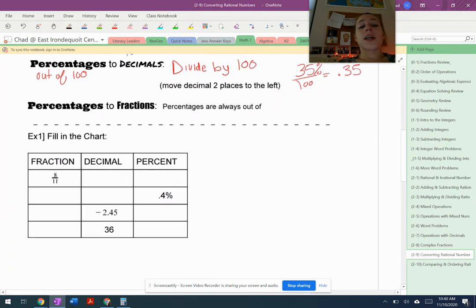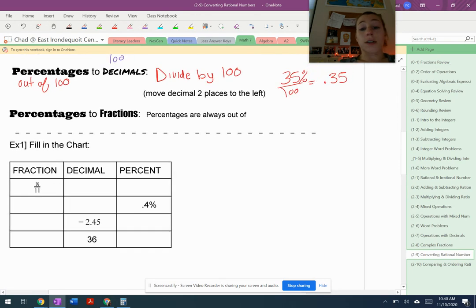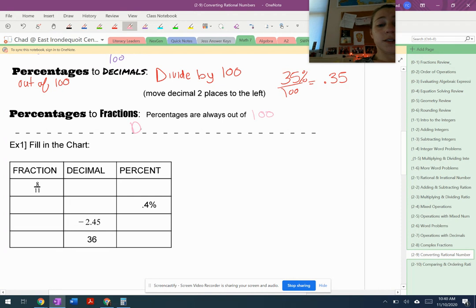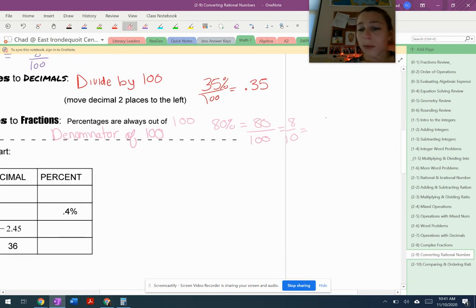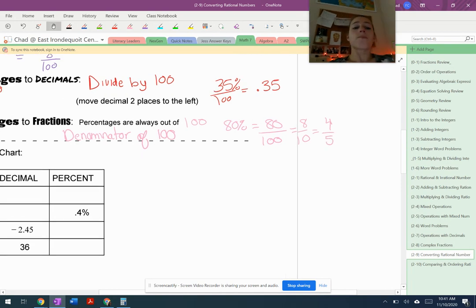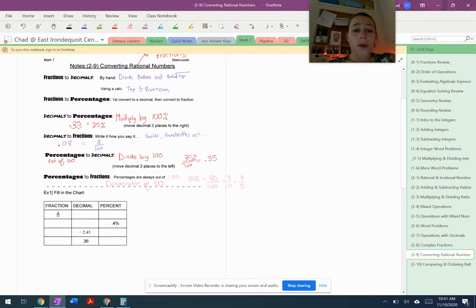And then last but not least, taking a percentage to a fraction, we already kind of talked about this, that percentages are always out of 100. So you just have a denominator of 100. I'll use a different example. If I have 80%, that would be equal to 80 out of 100. And then, of course, I could reduce that to 8 out of 10, which could then be reduced a little bit further to 4/5. But either way, you're going to use those little pieces there to help you do the back and forth conversions.